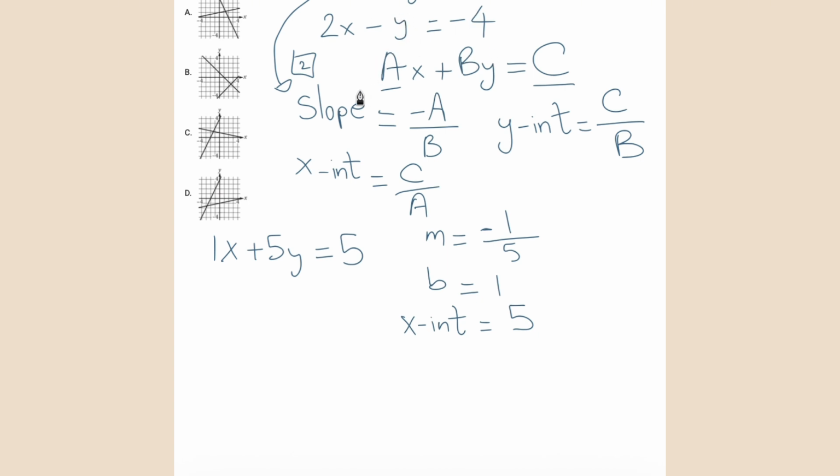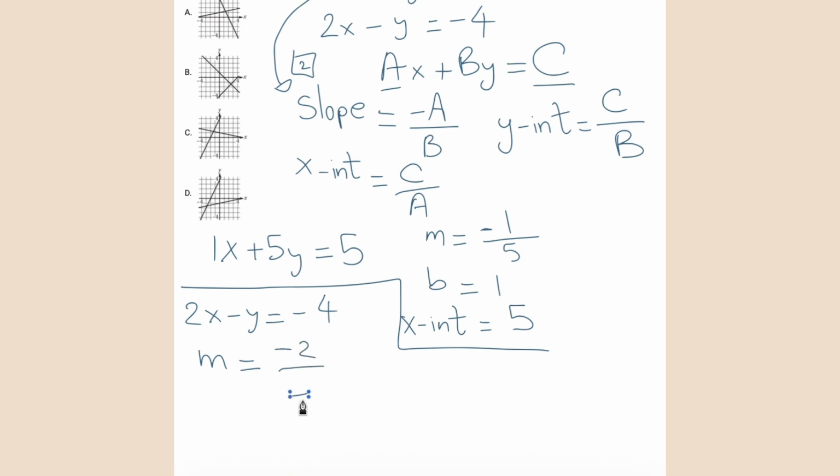2x minus y equals -4. So let me divide this here, okay? 2x minus y equals -4. m is equal to -a divided by b, so -2 divided by -1, because b here is -1, so it will equal 2, okay? b, which is the y-intercept, is c divided by a, so it will be -4 divided by 2, which is going to be -2.